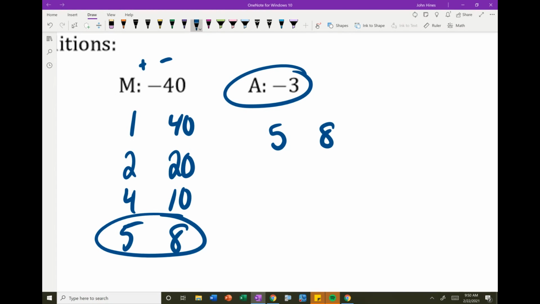But how do I get a negative 3? Well, the bigger number takes the negative. The bigger number, to end up being negative, I need a negative 8 and 5. And again, check. 5 minus 8 is negative 3.